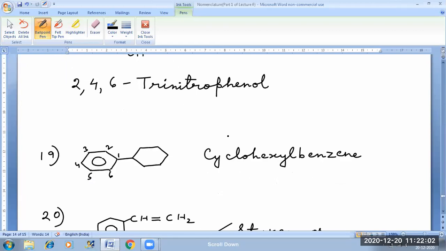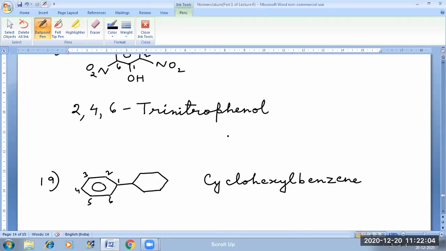19th one. Now, in the 19th one, you don't have any priority functional group. You don't have anything. So, in that case, the benzene will become the main or the parent structure. And whatever is attached to benzene will become the substituent. So, cyclohexyl is the substituent attached to the benzene.